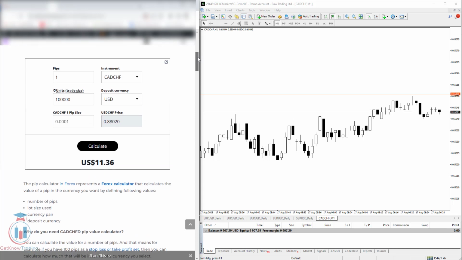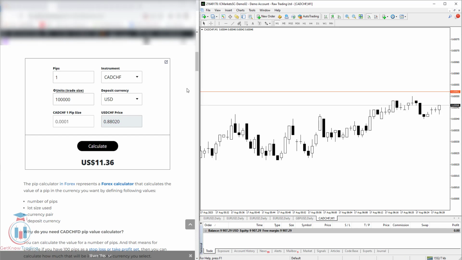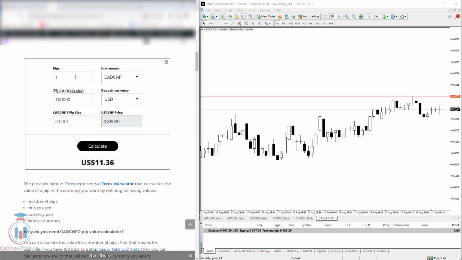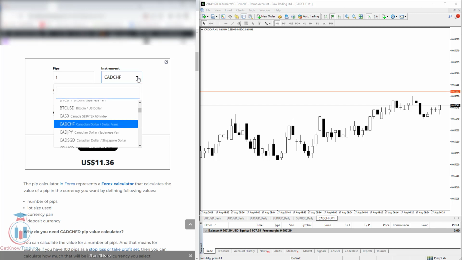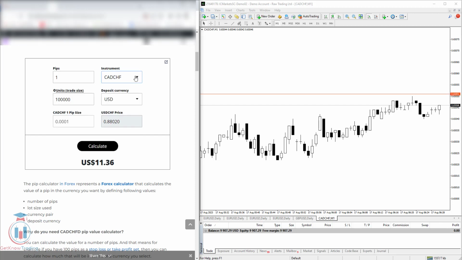Let me show you first the Pip value calculator fields that you need to use, and on the right side you will see a trading platform where I will show you an example with one trade open and also how to calculate the pips. First field here is the number of pips. In my case I have put 1, which is equal to 1 pip. Here you have an instrument, which is Canadian dollar against CHF, but you can also change this one if you would like to make other calculations.